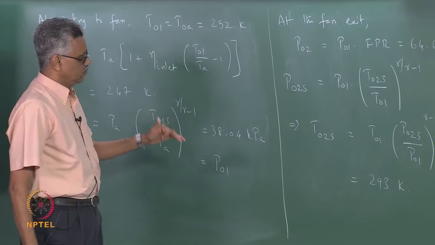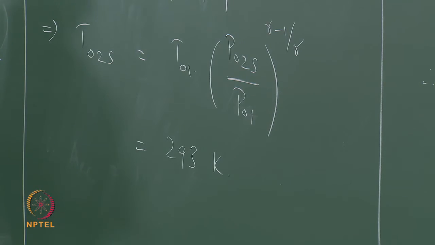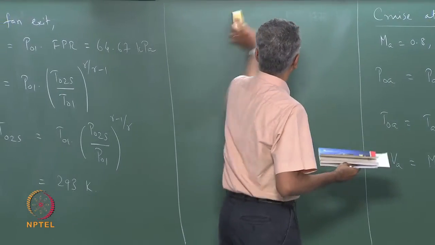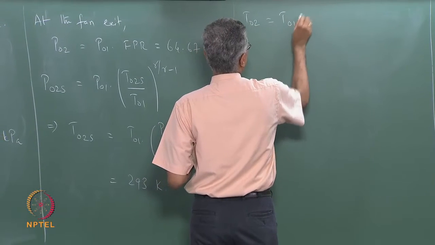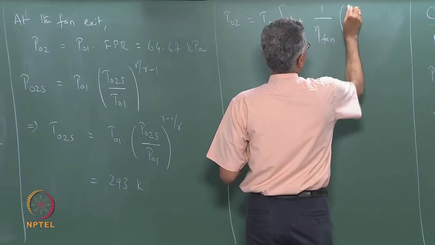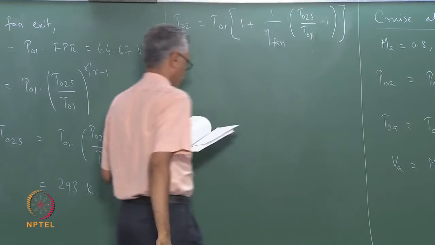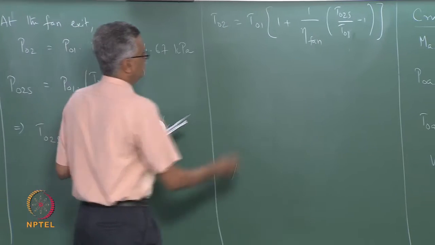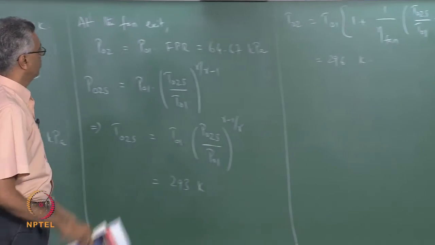So once I have T02S, by using the definition of the isentropic efficiency of the fan, I can calculate T02. So T02 is equal to T01 times 1 plus 1 over eta fan times (T02S over T01 minus 1). So this is the definition of the isentropic efficiency of the fan, and if you substitute the numbers, I get T02 to be 296 Kelvin. So now we have P02 and T02.